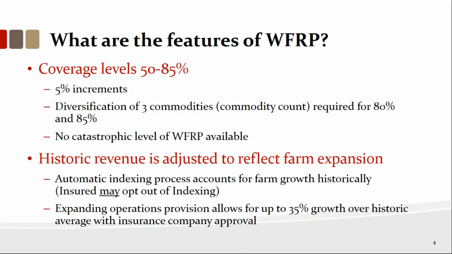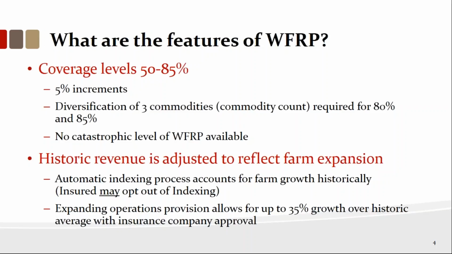Coverage levels go really high, all the way to 85%. To qualify for 80 and 85%, you've got to have at least 3 commodities. If you have 1 or 2 commodities, I'll get into exclusions, but in most cases, even with 1 or 2 commodities, you can still buy this insurance. It's just not quite as good a deal because it's not subsidized as much, and you can't buy as high a level. There is no catastrophic level of coverage. We're talking today with agents and finance people, so they pretty much understand what the catastrophic level is, and that's not available for a whole farm.